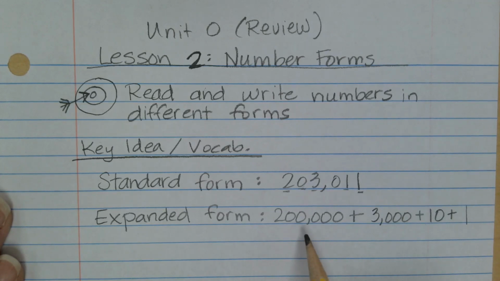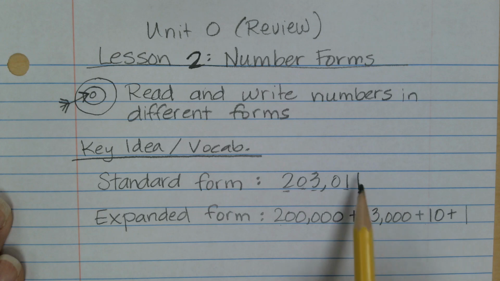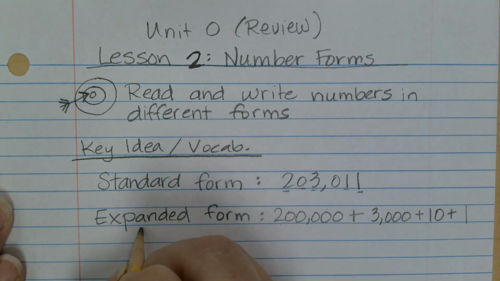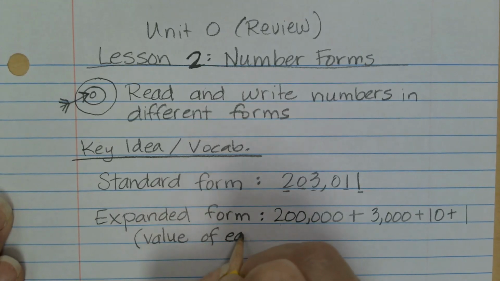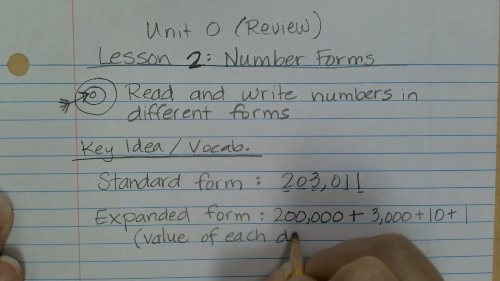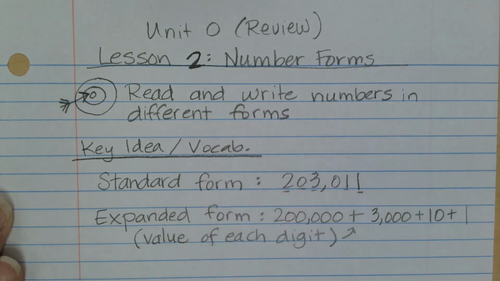So this is probably the most common expanded form, is where I'm taking each digit that's not a 0 and I'm writing the value of the digit as an addition problem. Okay, so I'm just going to put that as like a little reminder. It's the value of each digit, and then we write it as an addition problem.